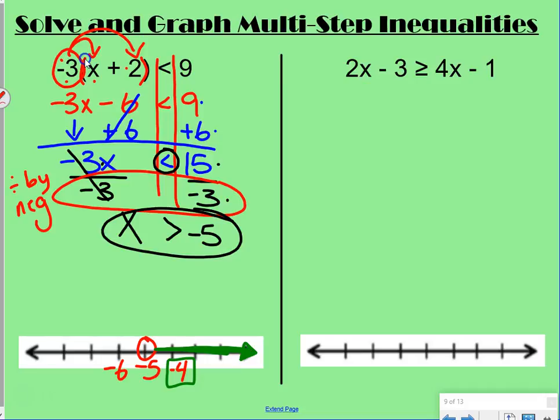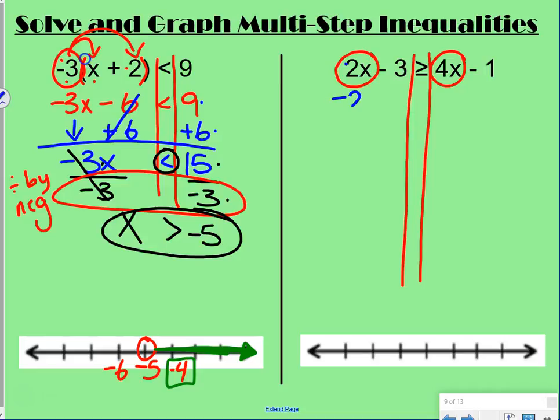Next example, we have 2x minus 3 is greater than or equal to 4x minus 1. If we look, we have a variable on both sides. We want it to be on one side, so we want to move the smaller one. 2x is smaller than 4x, so we'll move the 2x by doing minus 2x on both sides.